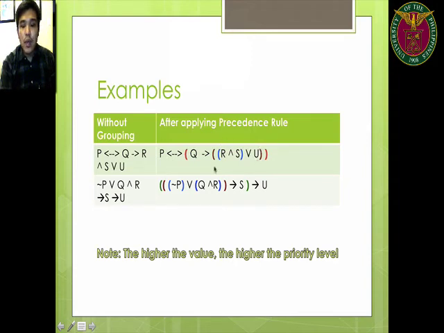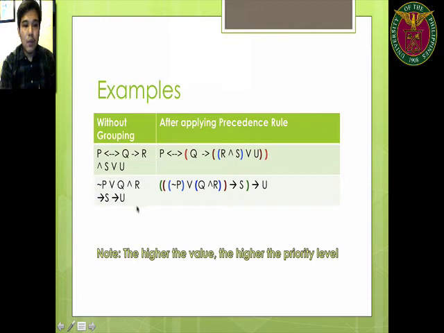The third grouping will be on this implication. So this will be Q implies R and S or U, and they will be grouped by this pair of parentheses. And then we don't need parentheses for this: P if and only if, and then this group. So we can read it as P if and only if Q implies R and S or U.